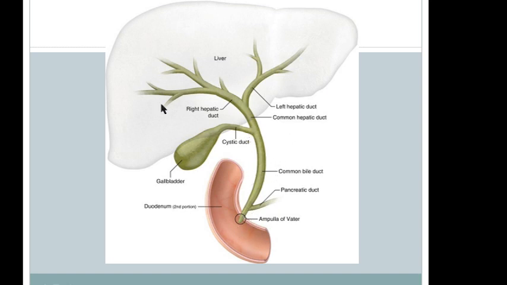Okay, so this is the structure of the common bile duct. Hope it is clear. And this will open into the first part of the small intestine, that is the duodenum. Okay, so this is the structure of the biliary duct.